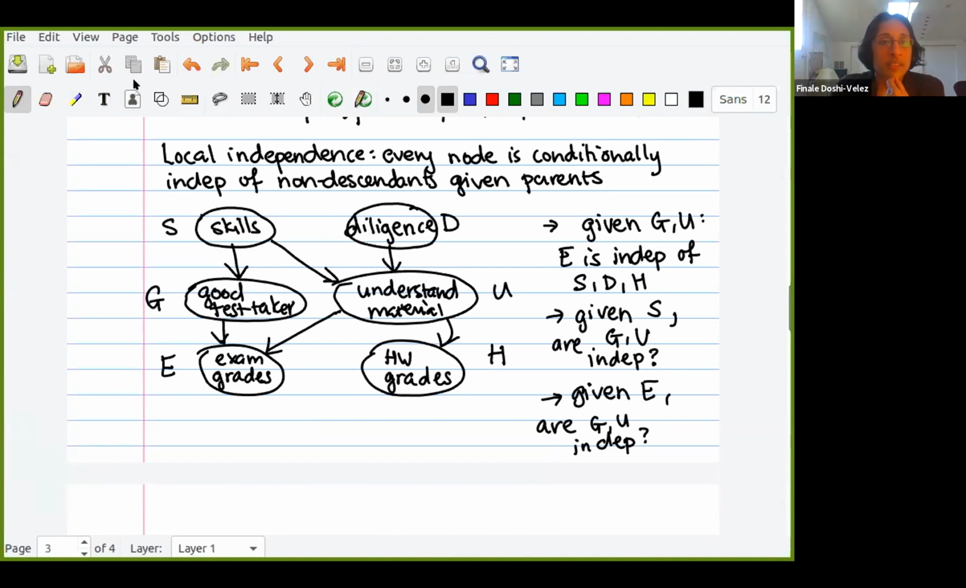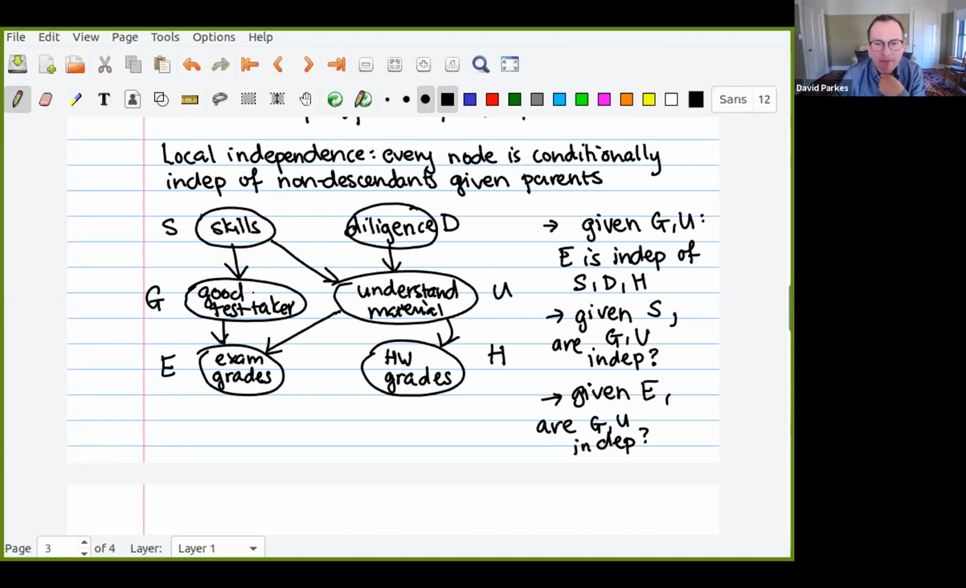Okay, you know what? I'm going to backtrack on this because I think you're right. Is conditionally independent of non-descendants. I think we need to include basically the aunts and uncles. David, you're saying it's okay. Why am I confused? Every node.